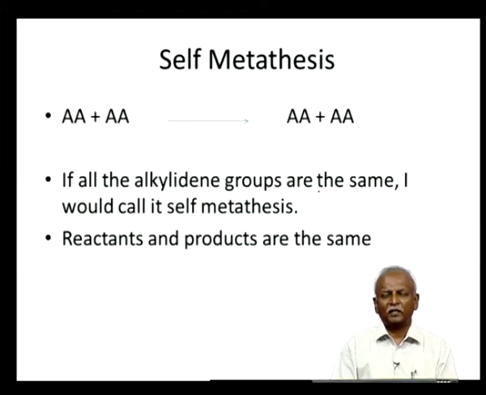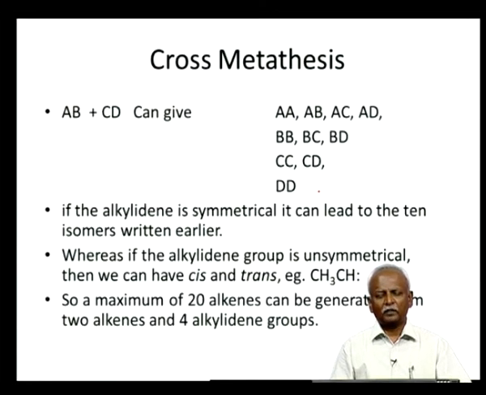I would call self metathesis as a first example. Suppose you just have two alkylidene groups which are identical, and you carry out metathesis, you would end up with reactants and products which are the same. I would call this self metathesis, and there is no thermodynamic loss or gain in this whole process, and there is no effective reaction also. So, it is not of great utility to have the self metathesis. The more useful reaction is the one where you have cross metathesis.